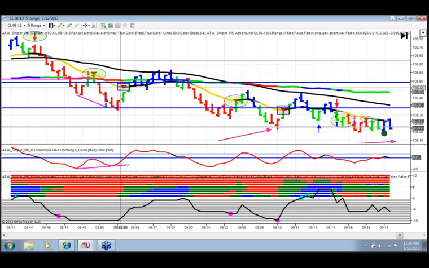A robot would have shorted here and had a winner. A robot would have shorted here and had a loser. But a trader might not have taken this second one because of many of the reasons we're describing. The more robotic trader can absolutely still make money. Most days they sit down at the computer. That's how good these systems and these tools are.